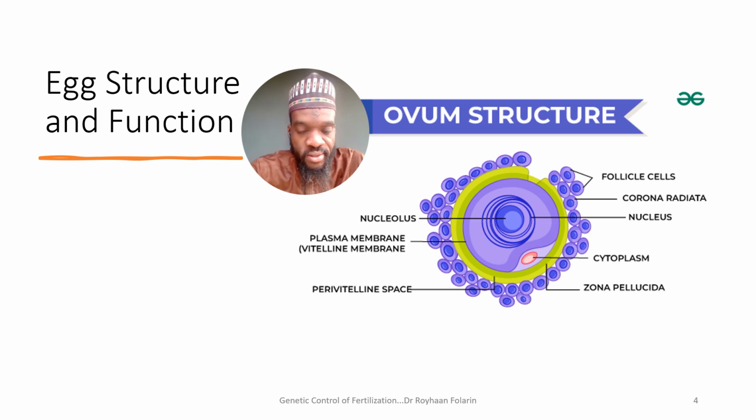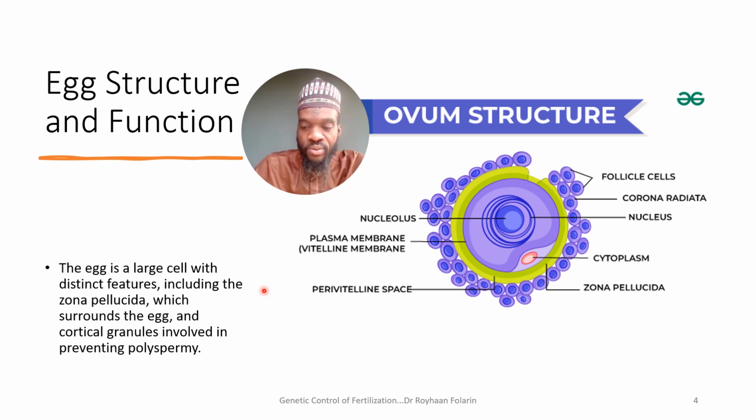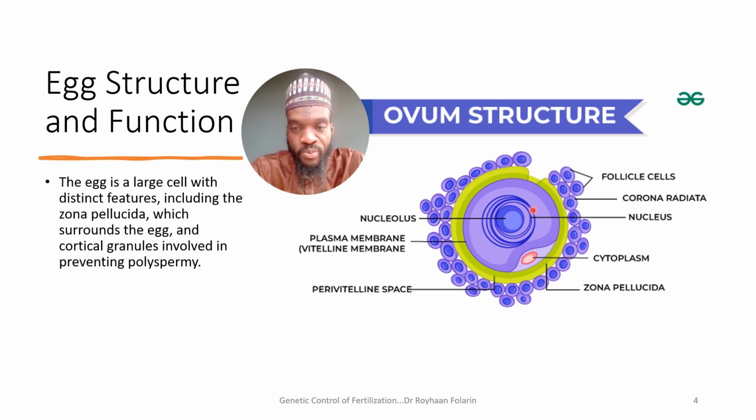So now to the egg anatomy. The egg is also a cell on its own, much bigger than the sperm. The egg is a large cell with distinct features as well, including the zona pellucida. You see this ring, there is a deeper green in there, and there is a lemon outer green. So here the outer one is the zona pellucida. It's actually a thick glycoprotein-rich layer that surrounds the oocyte. It's essential for protecting the oocyte and facilitating the binding of the sperm during fertilization.